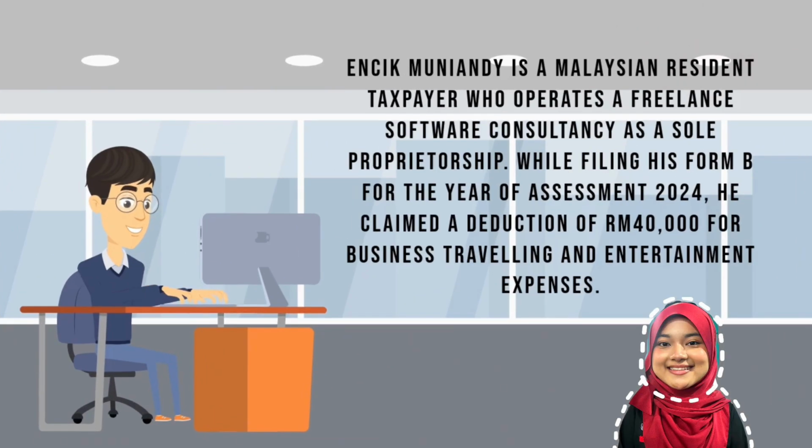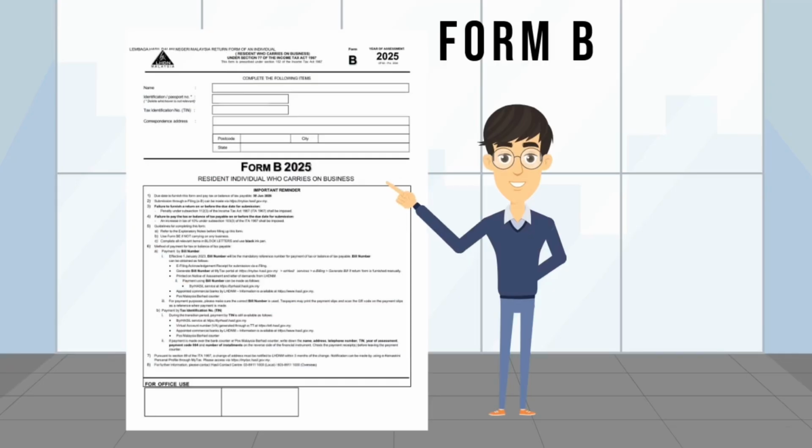Encik Muniandi is a Malaysian resident taxpayer who operates a freelance software consultancy as a sole proprietorship. While filling his Form B for YA 2024, he claimed a deduction of 40,000 ringgit for business travelling and entertainment expenses. This is the Form B.